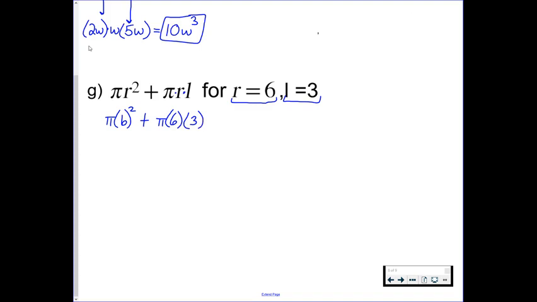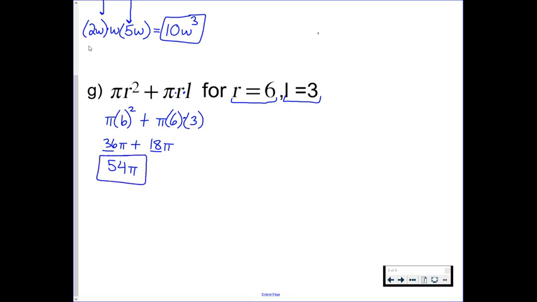I substitute it in. Now I'm going to simplify this. 6 squared is 36 pi plus 6 times 3. I can multiply those together to make 18 pi. And those, since they both have a pi, they are like terms. So I can add 18 and 36 to make 54 pi.